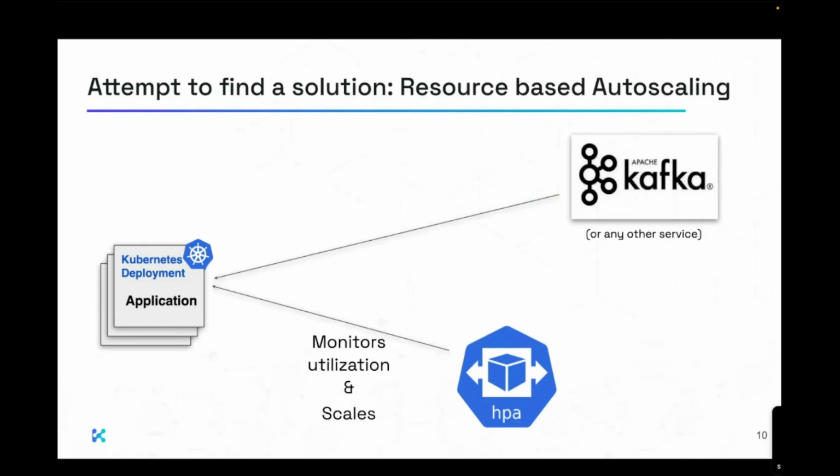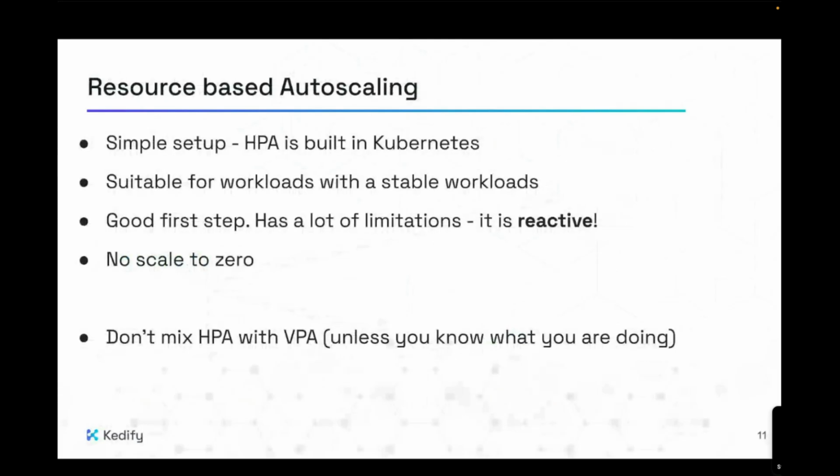The first naive approach would be, okay, let's use HPA, which is the default autoscaler on Kubernetes, right? What HPA does, I believe most of you know, but I will just cover it for clarity. HPA monitors the utilization of CPU or memory on the target deployment or application, and based on that, it scales out the application. This is good, but if you think more about this specific use case, it might not be the best fit. I will cover this in a bit, but first I will talk more about resource-based autoscaling, which is the scaling based on CPU and memory. It's a very simple setup because it's built in Kubernetes by default.